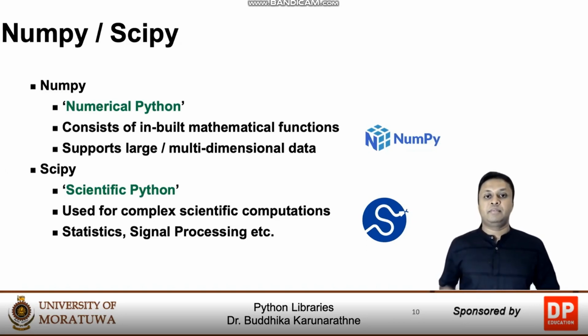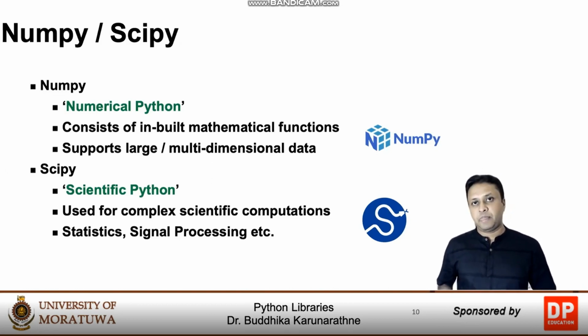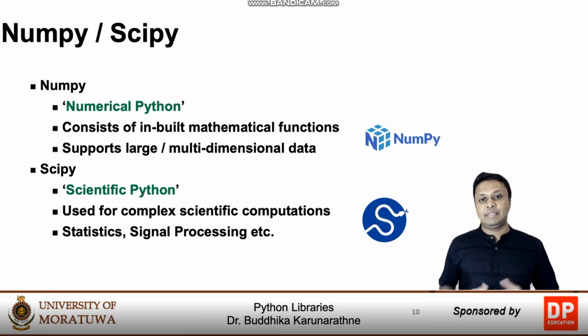that provides modules to represent scientific concepts. Some of the capabilities include statistical modeling and signal processing techniques.